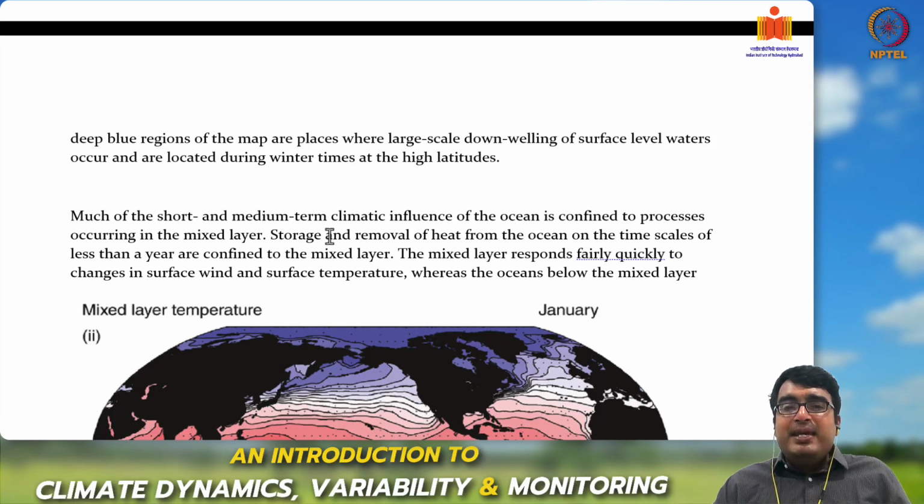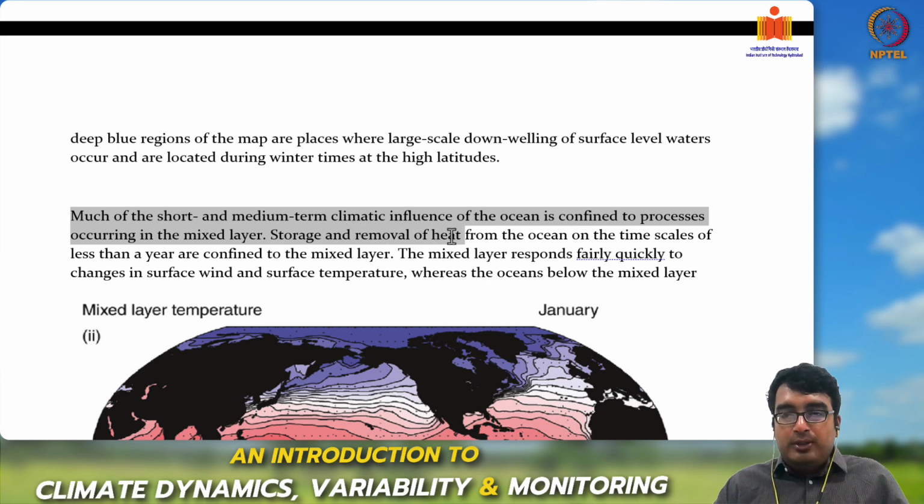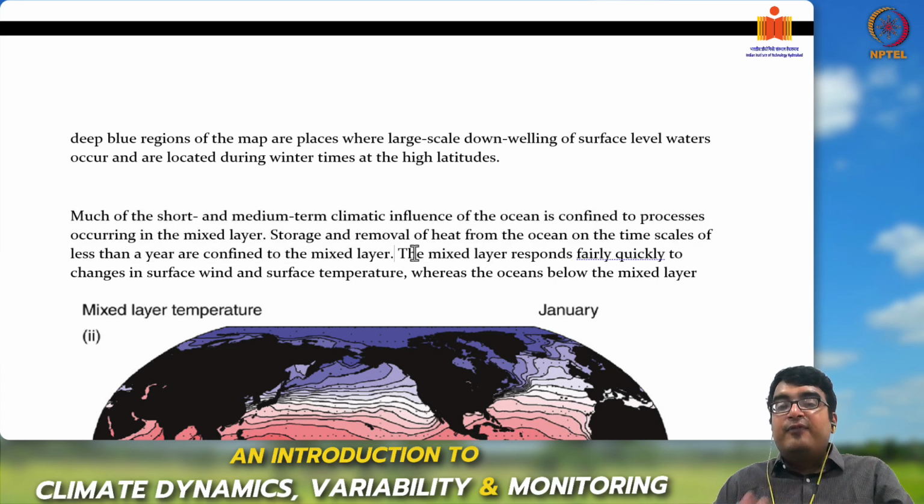So why is the mixed layer so important? Much of the short and medium term climatic influences of the ocean are constrained by processes occurring within the mixed layer only. The storage and removal of heat from the ocean on the timescales of less than a year are confined to the mixed layer.